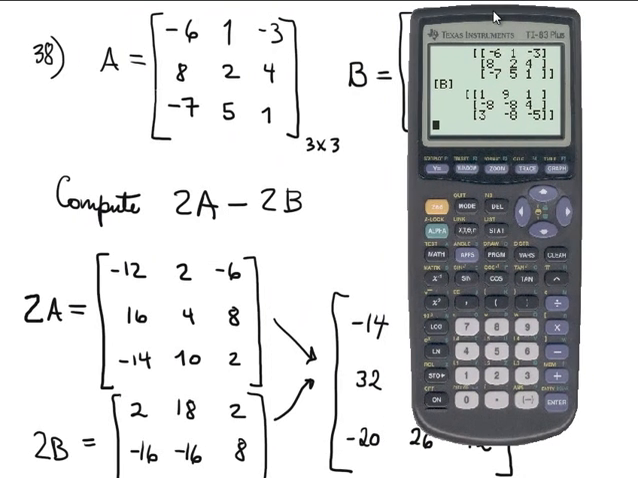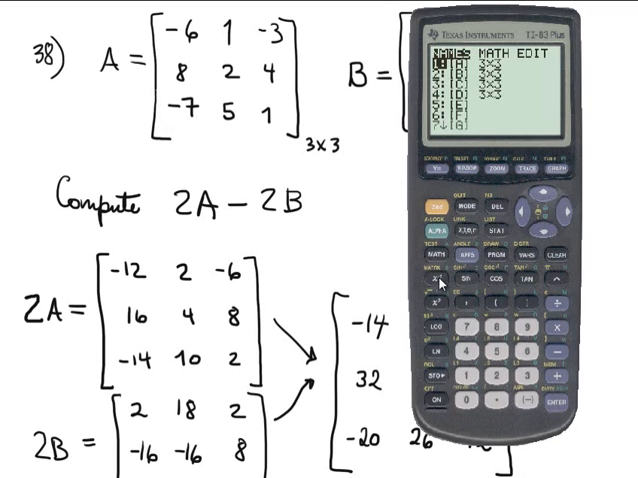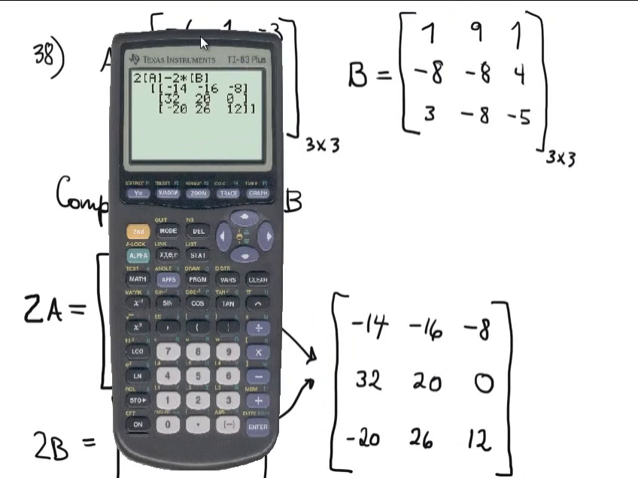Now we put in the operation. Let me clear the screen: 2 multiplication by A matrix, minus 2 multiplication by B matrix. And the answer is negative 14, negative 16, negative 8, 32, 20, 0, negative 20, 26. Okay, perfect.